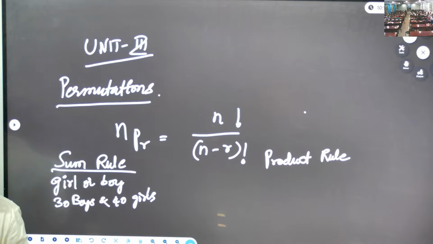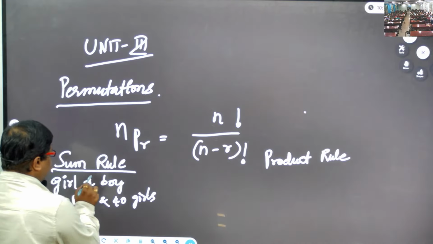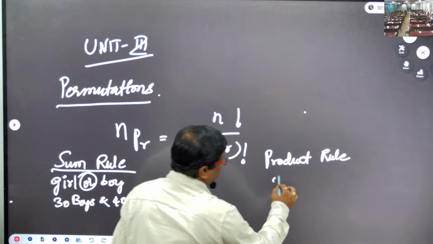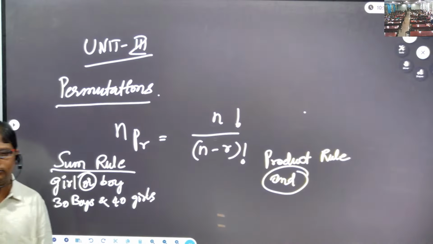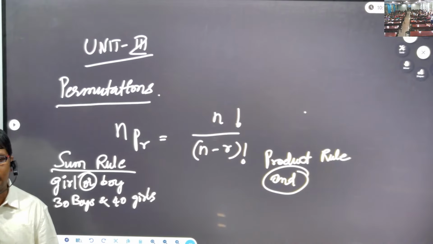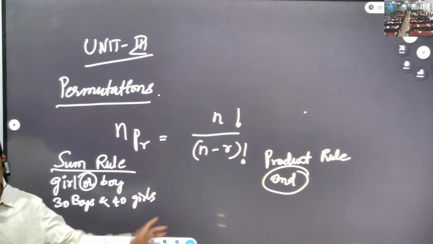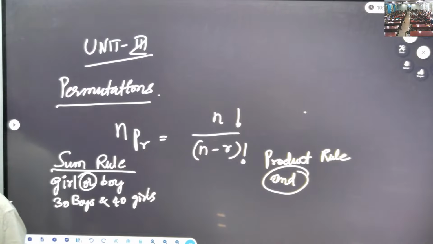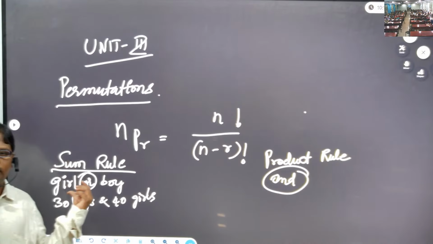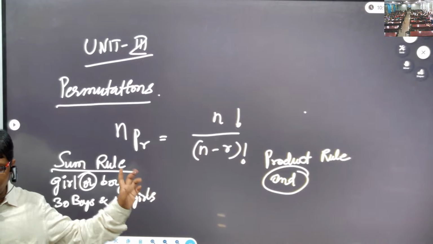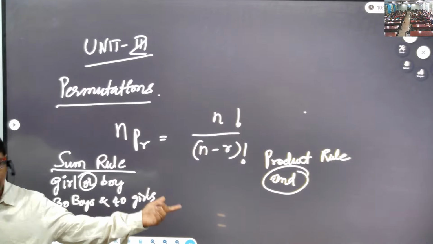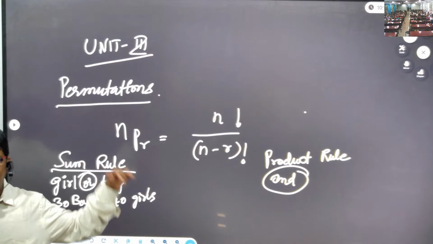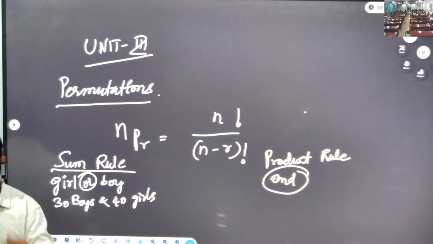So one side we have written with or, the other side we have written with and. Whenever we get an either-or case, we go with the sum rule. Whenever we get an and case, we go with the product rule. As of now, just remember the or case and the and case. Write down the question.